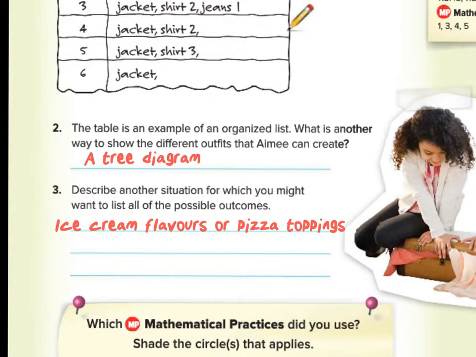Because everyone knows I'm a big fan of food, I think of these 2 examples, ice cream flavors or pizza toppings. Let's say you have 3 different flavors, vanilla, strawberry, and chocolate. How many different combinations of 2 flavors could you make with those 3? And pizza toppings, you could have ham, bacon, cheese, pineapples. And how many different types of pizzas could you make with those toppings?